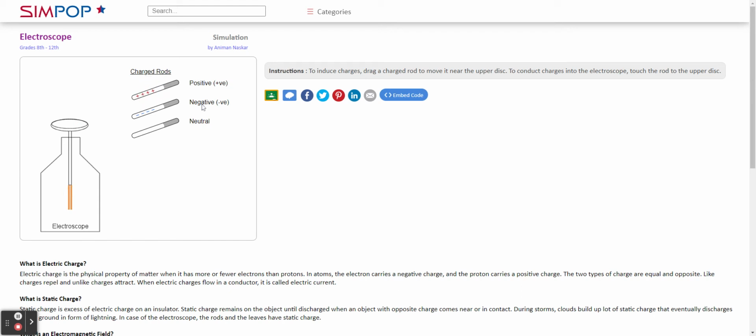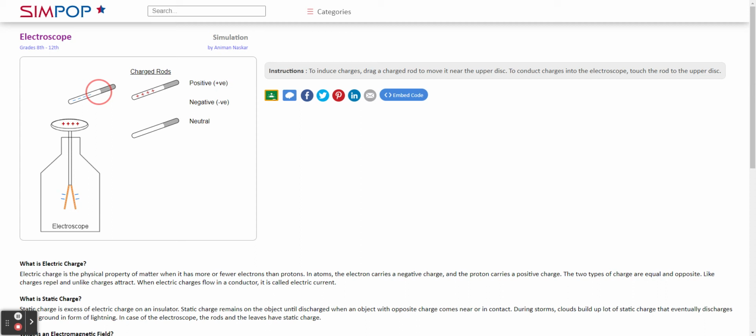For question 7, it says move the negatively charged rod near the upper disc, but don't touch it. So the same thing that we just did, but now we're doing this with the negative rod. And then it asks you to explain the similarities and differences between what happened with the positive rod and what happened with the negative rod. So you can see with the negative rod here, the electrons from the disc at the top are repelled down onto the leaves. So now both leaves are negatively charged. That should let you answer number 7.